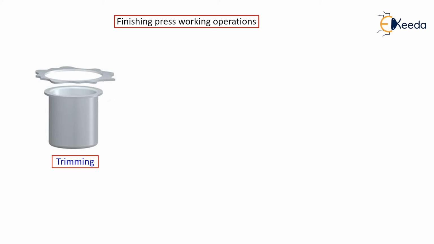So for example, this component is produced by the drawing operation. In the drawing operation, this flange may get an uneven section. It is necessary to get an even section on the edges. So this unwanted material can be trimmed out. The process is known as trimming operation.